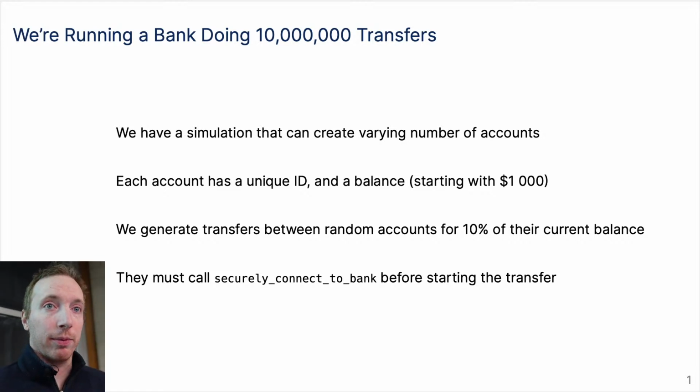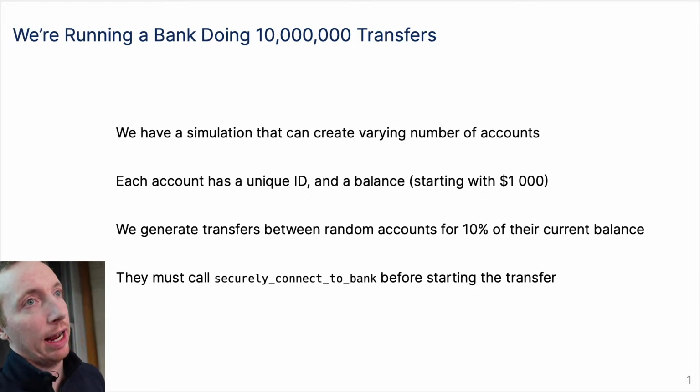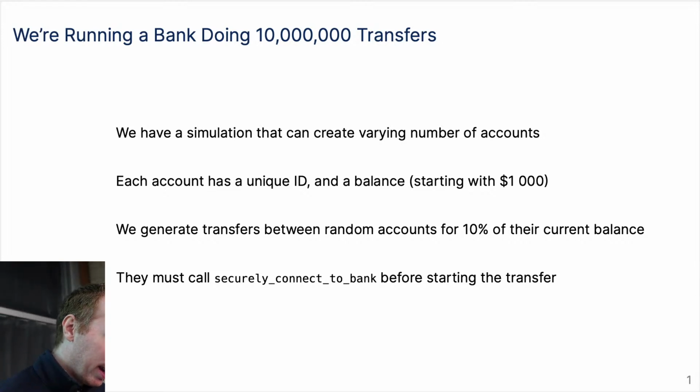When we're running our simulation, our transfers are just going to randomly pick 2 accounts to transfer money between. Whoever gets picked to send money will send 10% of their total balance to the other person. So you're just going to send 10% of your current balance, which should subtract that from your balance and add it to someone else's balance. And then, to make things a bit more realistic so that times actually make sense, there's a securely connect to bank function we have to call before starting a transfer, and essentially it's just going to waste some time.